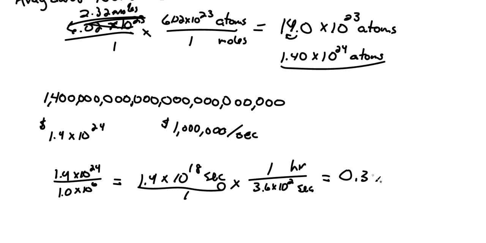Let's stick with 2 here. 0.39 times 10 to the 18th hours. Oops, just a second, I forgot my exponent. Again, we want to move that decimal place, so let's move that way. This time we have to pull a 10 off of there to do it. So 3.9 times 10 to the 17th hours.